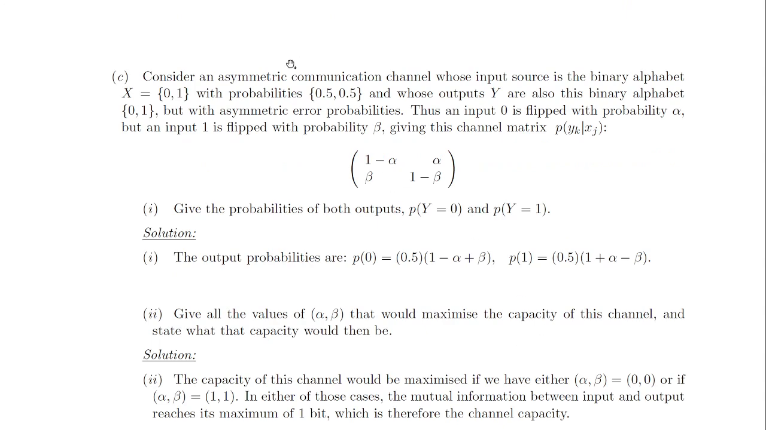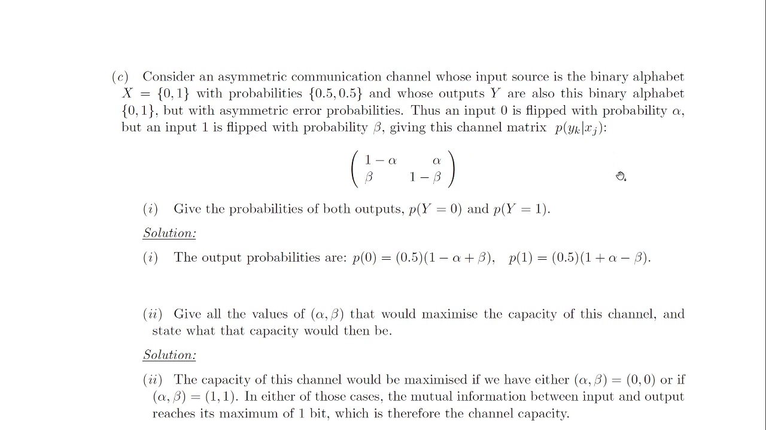An asymmetric communication channel is one whose input source is still the binary alphabet 0 and 1 with equal probabilities, and the outputs are also 0 and 1, but there are asymmetric error probabilities. So a 0 coming in is flipped into a 1 with probability alpha, and not flipped with probability 1 minus alpha, but a 1 is flipped to a 0 with probability beta, and not flipped with probability 1 minus beta. So you see the two error probabilities alpha and beta are not equal to each other.